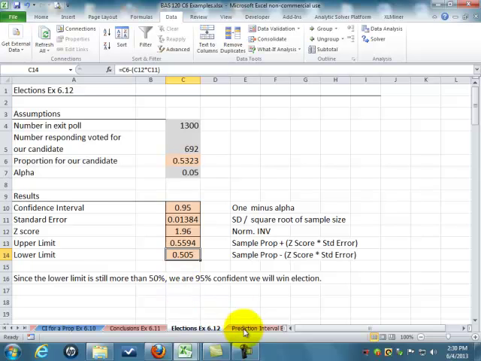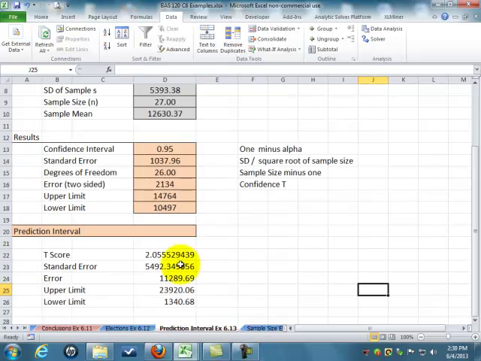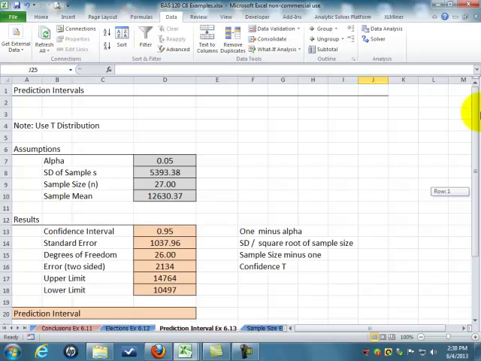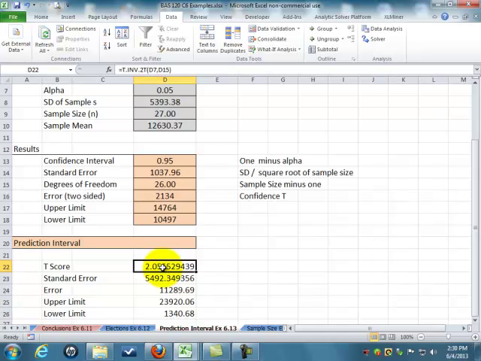The last piece is prediction intervals. This is when we're using a t-distribution, and we're going to come down here and calculate our t-score. We're going to calculate our standard error. We're going to calculate that error. We're going to calculate an upper limit and a lower limit.